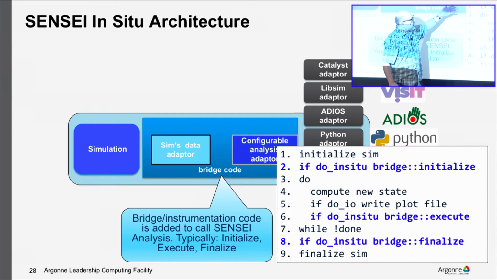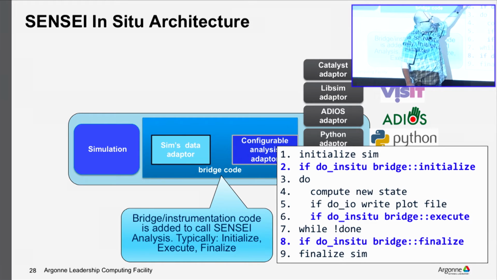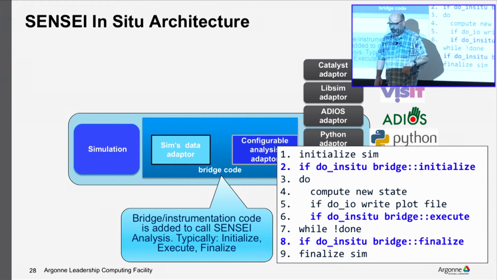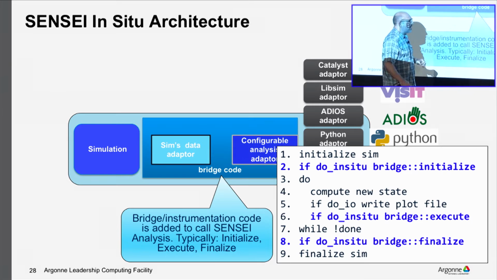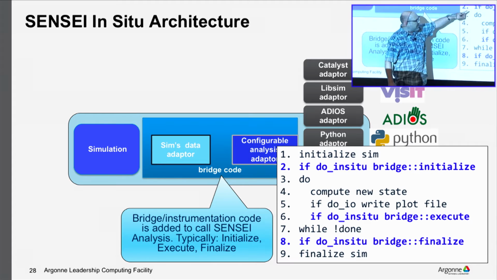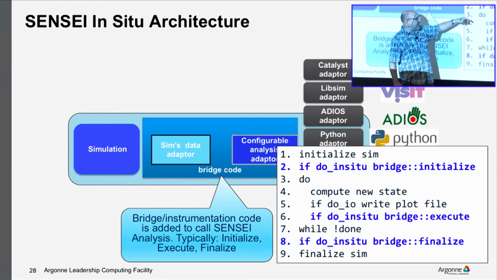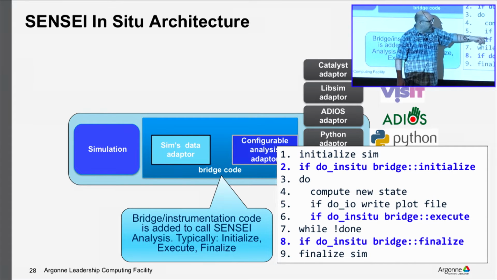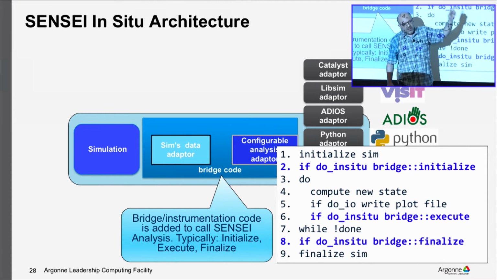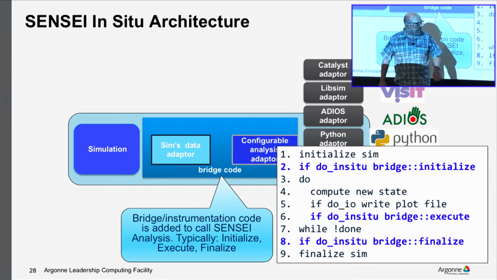A simulation code, the first thing that it will do is initialize, right? So immediately after that, we also initialize the code in the bridge, and it takes care of initializing everything on the SENSEI side. Then we're representing a loop for the simulation, right? Compute new state, and if there's I/O to do, just write something. In that case, when the code is instrumented, we will call the bridge execute. And at this time, we're passing the data to the other side to do analysis on this.